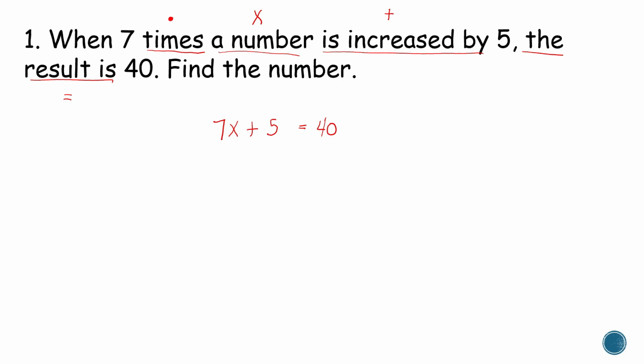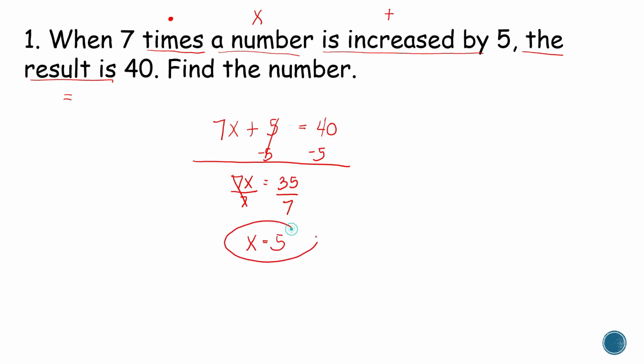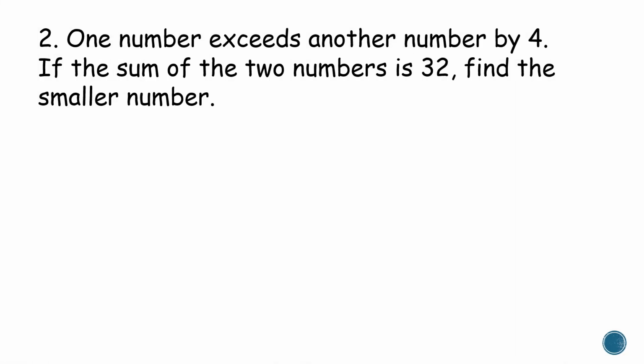Okay? So once you establish the equation, all you need to do is solve for x in this case. So the first step here is minus 5 on both sides. That is the subtraction property of equality. So 7x equals 40 minus 5, which is 35. And then divide by 7 on both sides. So x equals 5. All right, let's go to the next one.